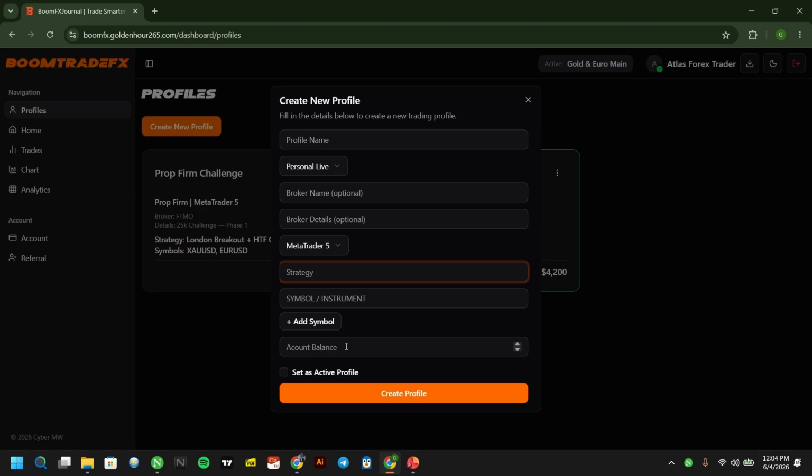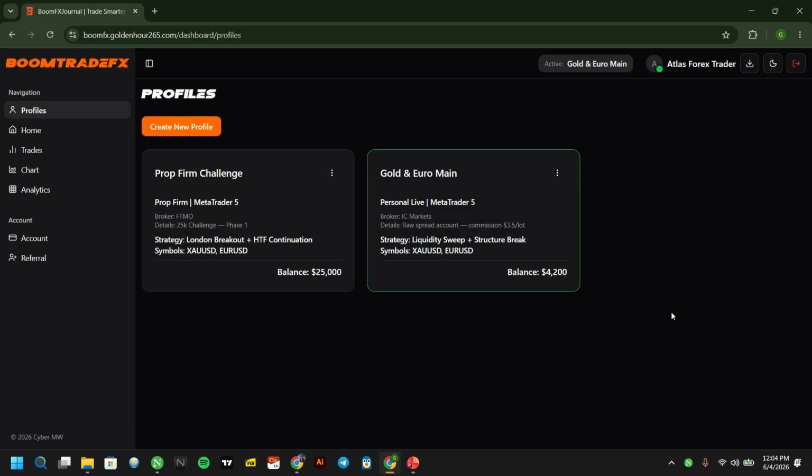Whatever starting account balance your account is starting with, you paste it here. The account balance will be used in analysis. In the analytics page, that's where the account balance will be used specifically to come up with different graphs and curves. And you set the profile as active, and you can create the profile.